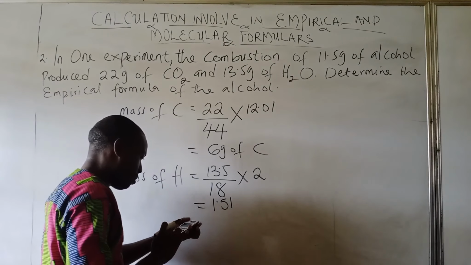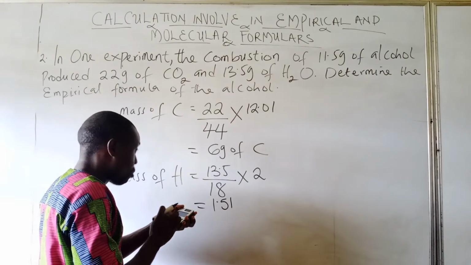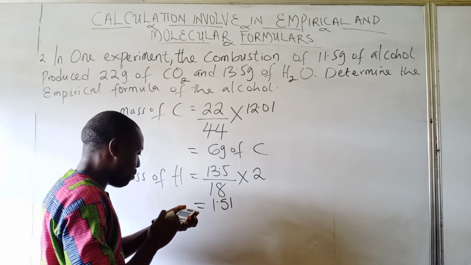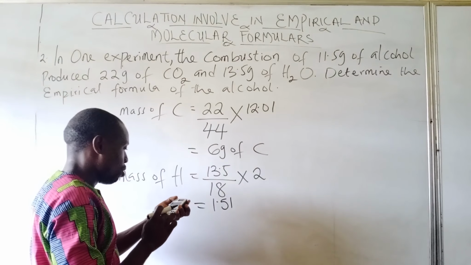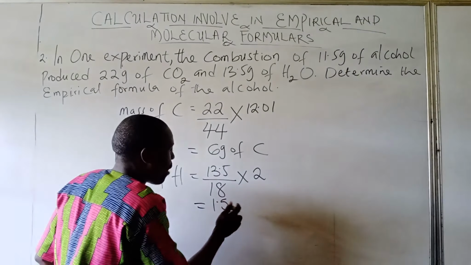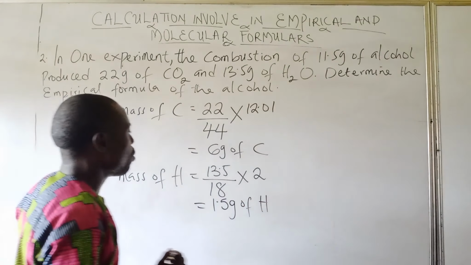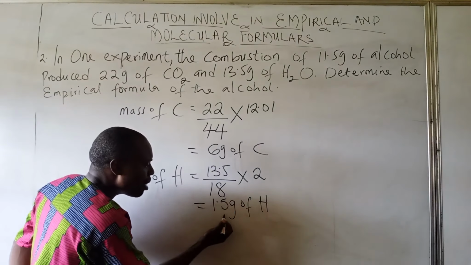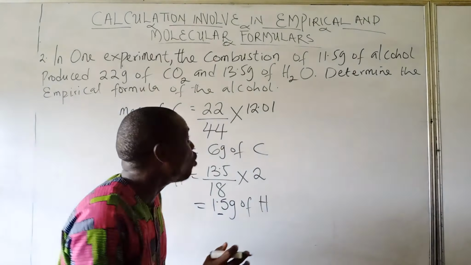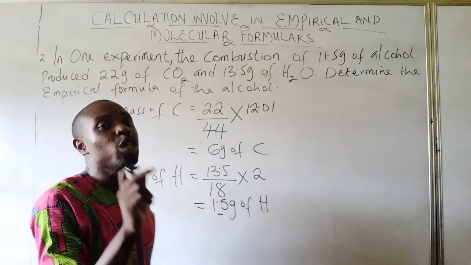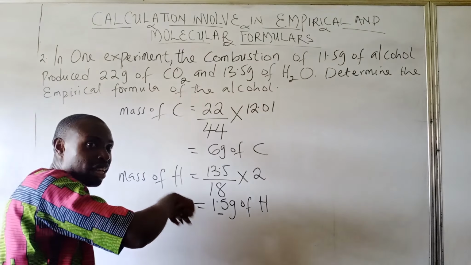Okay, let me make sure that what I'm doing here is accurate. So 13.5 divided by 18 multiplied by 2 should give me, okay, 1.5 grams of hydrogen. Very simple. Now when you add the mass of hydrogen to that of carbon, you will find out that it does not add up to 11.5. So what do we do now? Very simple. It means that oxygen is inside.